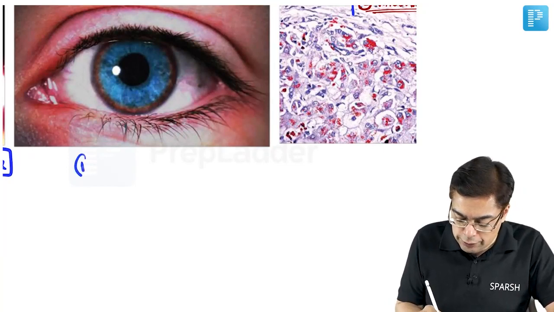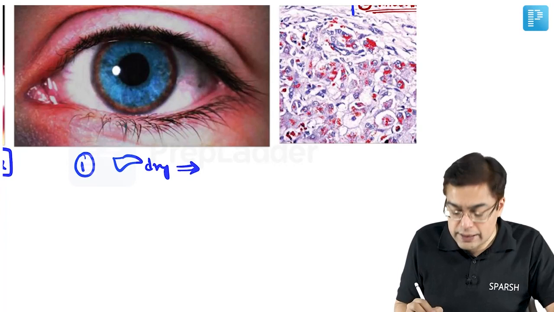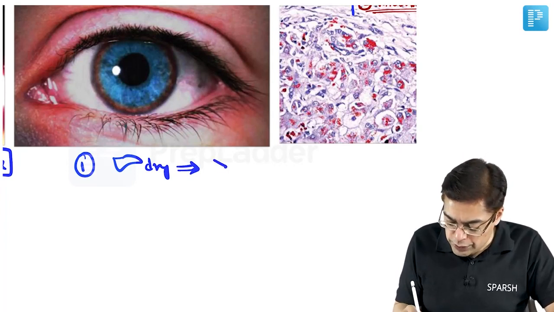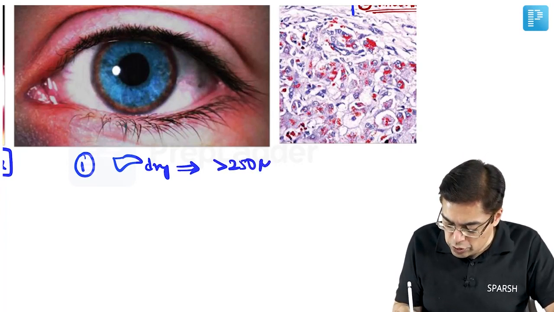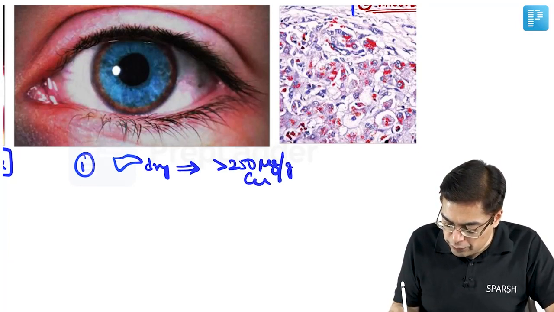That is going to be based upon a very sensitive test in which you take a dry liver, and the dry liver is then examined for the presence of copper. What you need to show here is a demonstration of more than 250 micrograms of copper per gram of the dry liver weight.